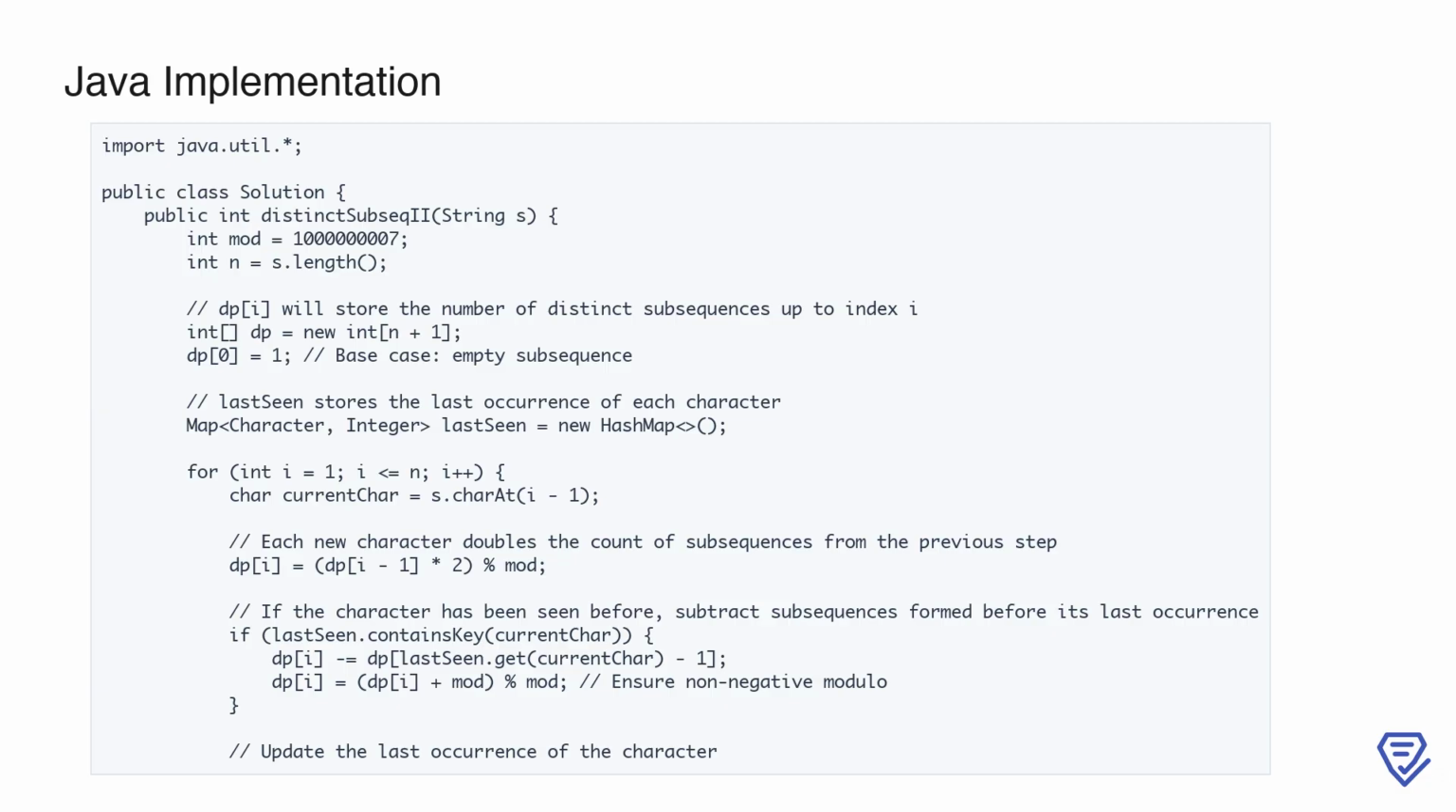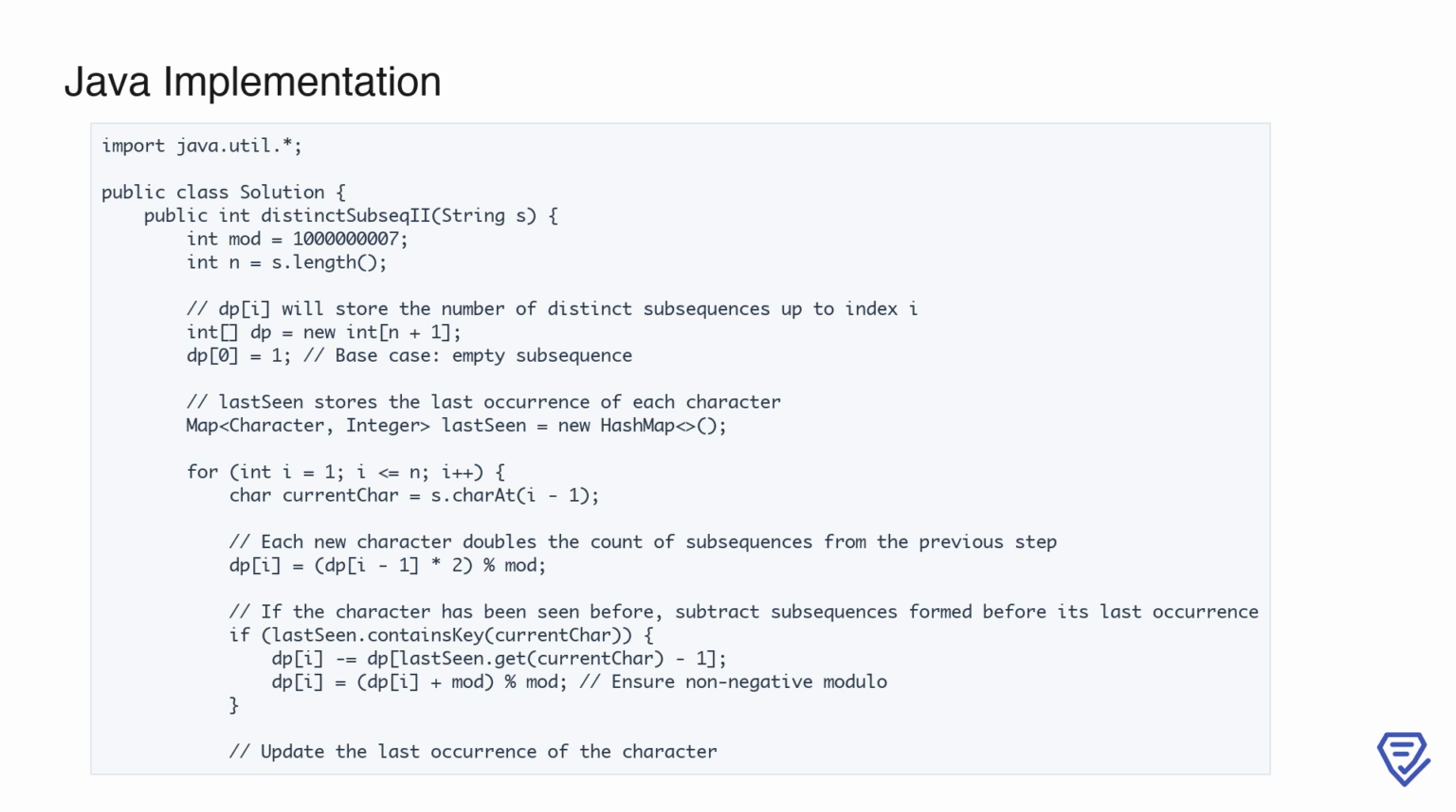To handle large numbers, we define a modulus value of 1,000,000,007. We then initialize the length of the string n and set up a dynamic programming array DP of size n + 1. The DP array will store the count of distinct subsequences up to each index, starting with DP[0] = 1 to represent the base case of an empty subsequence.